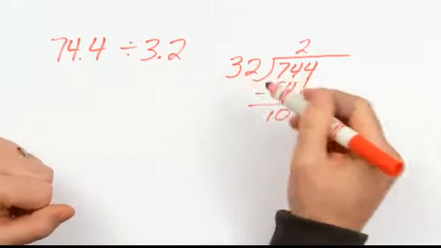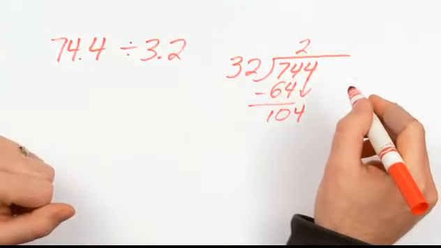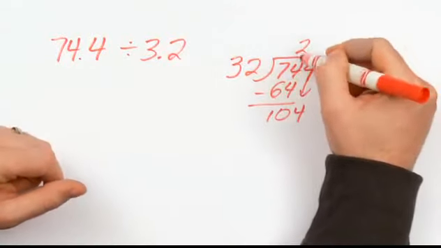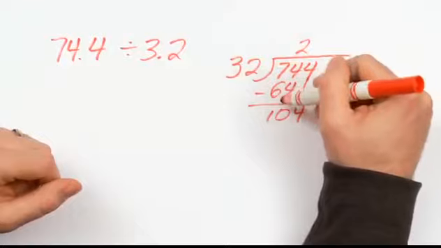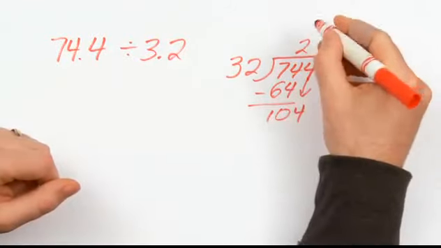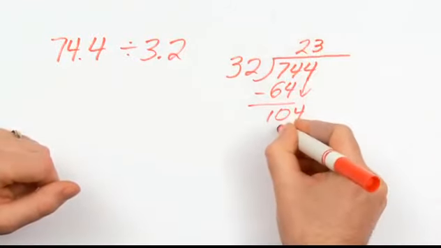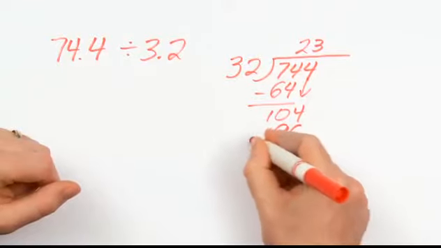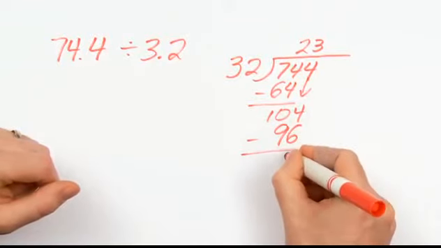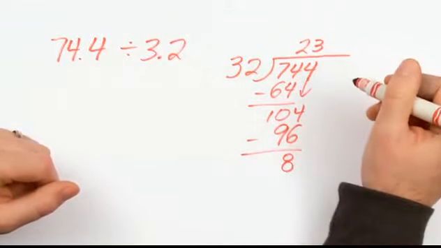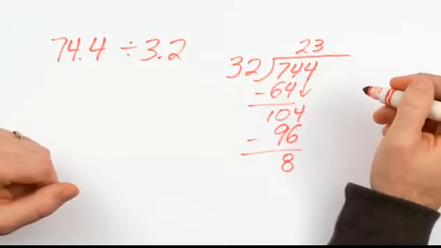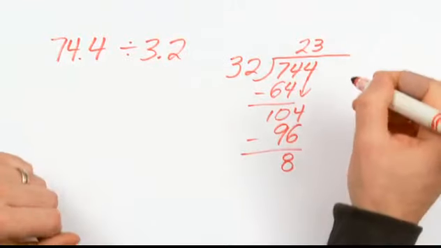Now the question is, how many 32s are there in 104? Well, it's more than 2. If I added another 32, I'd be up at 96. I think that's it. So 3 32s gets me 96. Now when I take that away, I see I've got 8. I've got nothing to bring down. Got to stop and think about this.